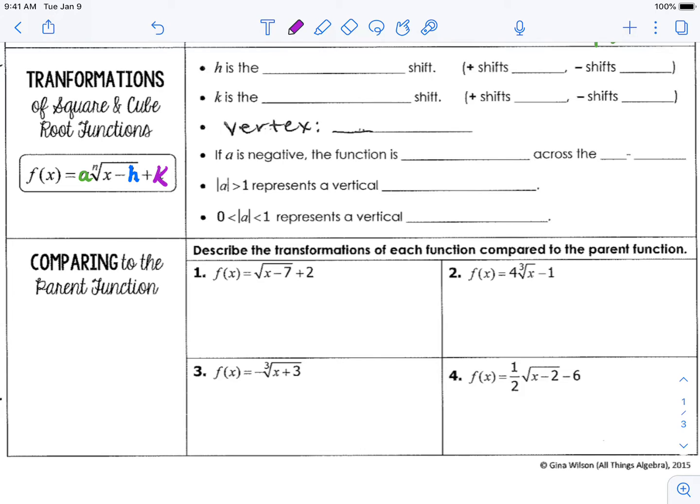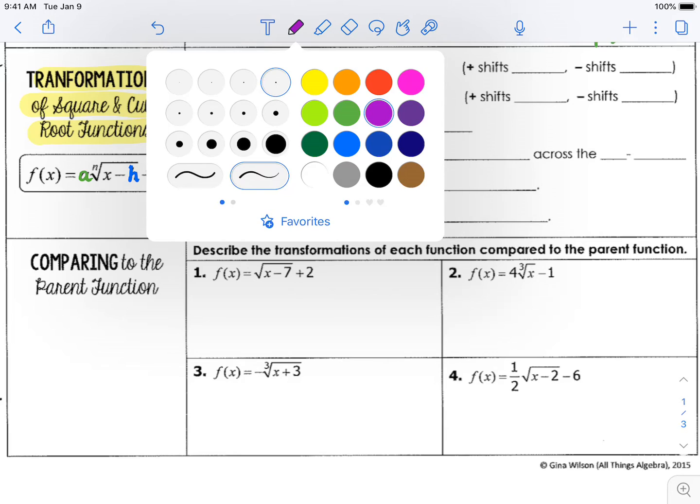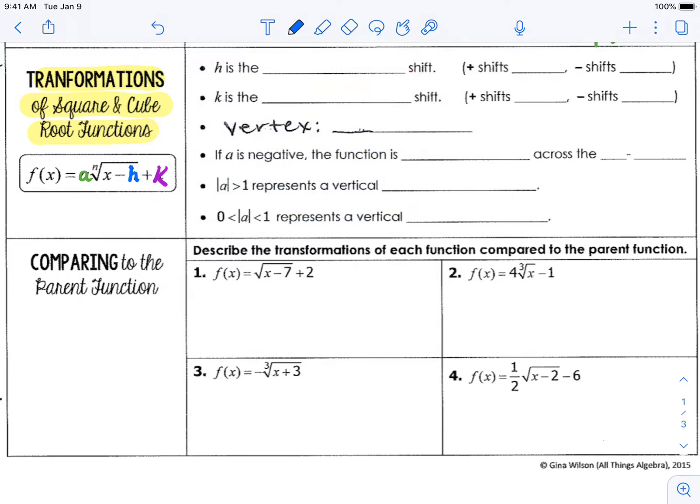Okay, so we're going to do transformations of square root and cube root functions. We're going to talk about what our H, K, and A are. I'm going to write these in color to match. I want to know what H represents in my equation over here.